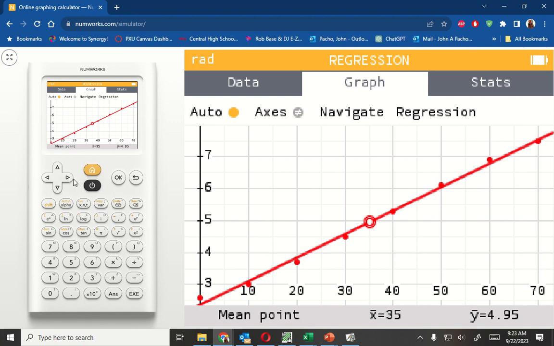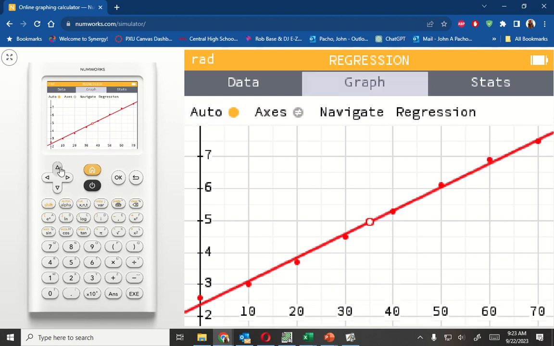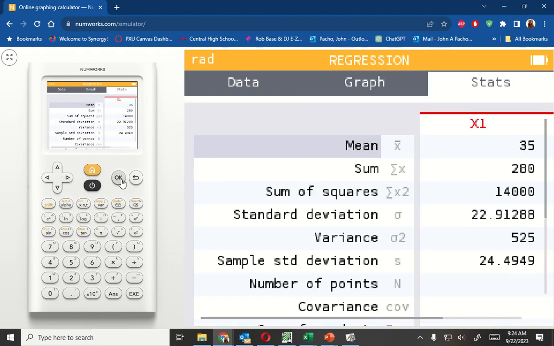Now, let's go back up to our stats since we just had it put a line on there. Let's see what those stats say. Let's see what the stats on this one says.